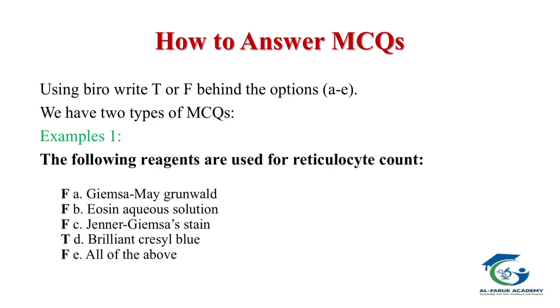A is not the correct answer, so you write F, that is false, behind A. B is not the correct answer, you write F behind B. C is not the correct answer, you write F behind it. While D is the correct answer, you write T, that is true. We use brilliant cresyl blue or new methylene blue to stain the reticulocyte. E is also not the correct answer, so you write F behind E.